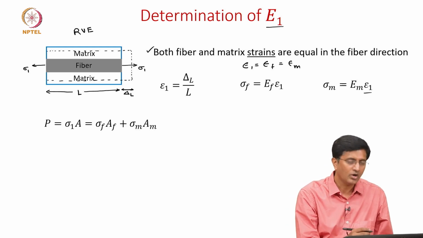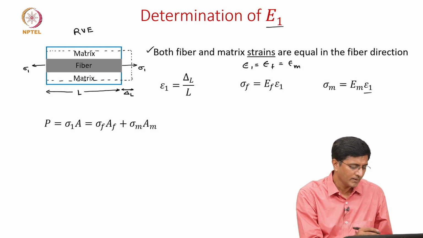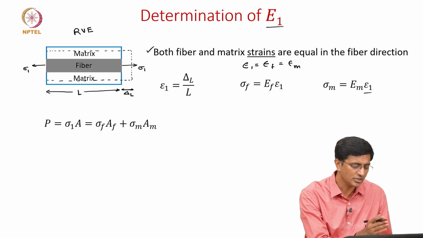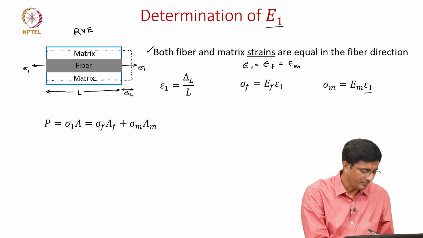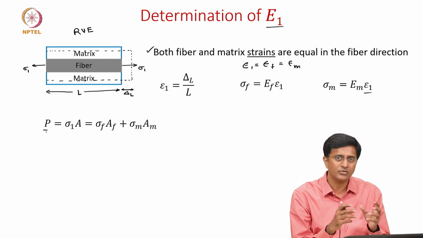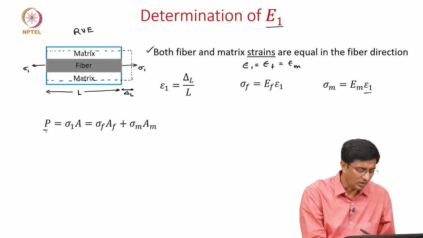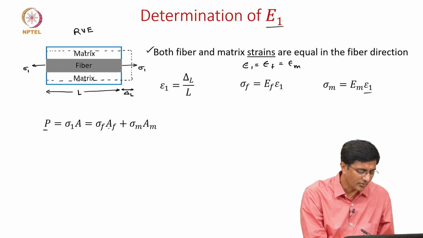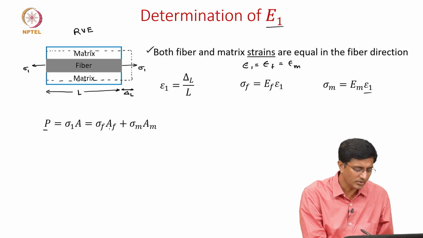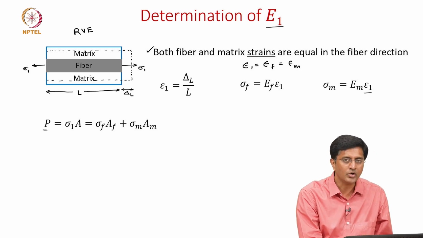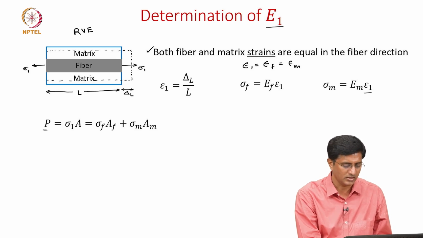So now let's see how the load is distributed. So let's say if we multiply the stress sigma 1 with the cross section area, then we get the load P. So we are saying P is distributed between the fiber and the matrix. How is it distributed? Simply, the product of the stress in the fiber times the cross section area of the fiber will give the load carried by fibers, and similarly the load carried by the matrix is the corresponding stress times the cross section area Am.